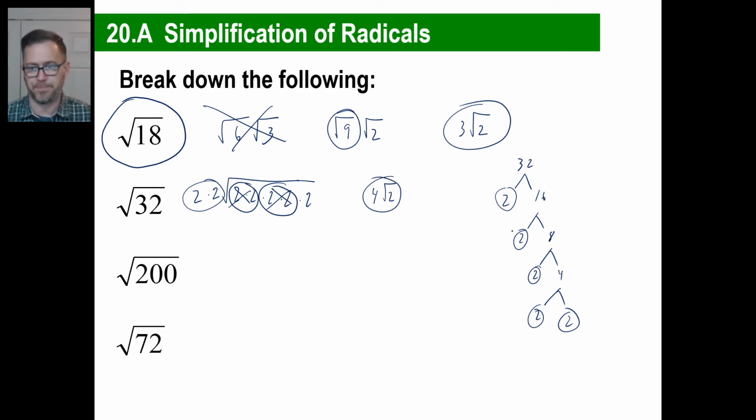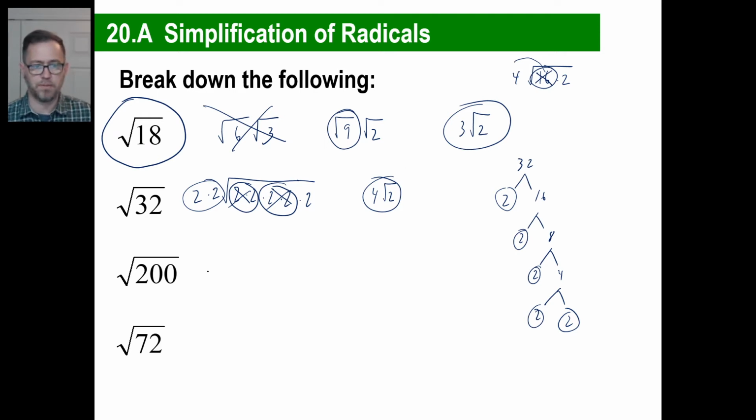And that's the answer. You might have also seen that 32 is the same thing as the square root of 16 times 2. You might have looked at that and said, wait a minute, the square root of 16, well, that's 4. And then 4 square root of 2, 4 square root of 2, same thing.